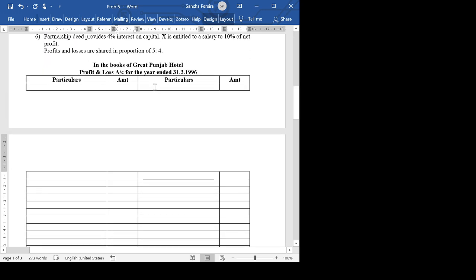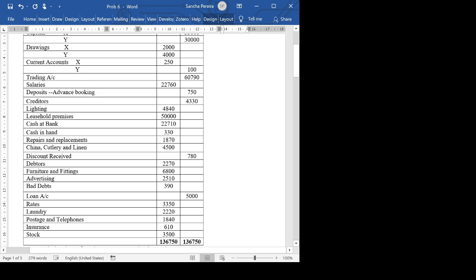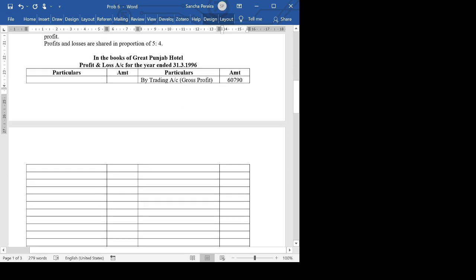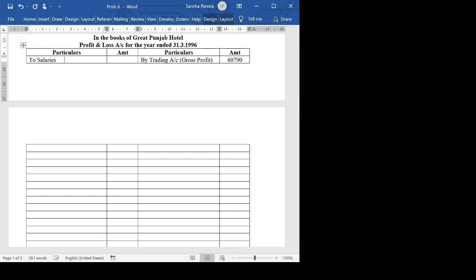So the trading account has already been prepared. This is the balance from the trading account. In brackets, just for you to understand, I will put it as gross profit, 6790. Next, we have salaries 22,760. There is an adjustment also to this, so I will have to write it in the inner column. To salaries, 22,760.